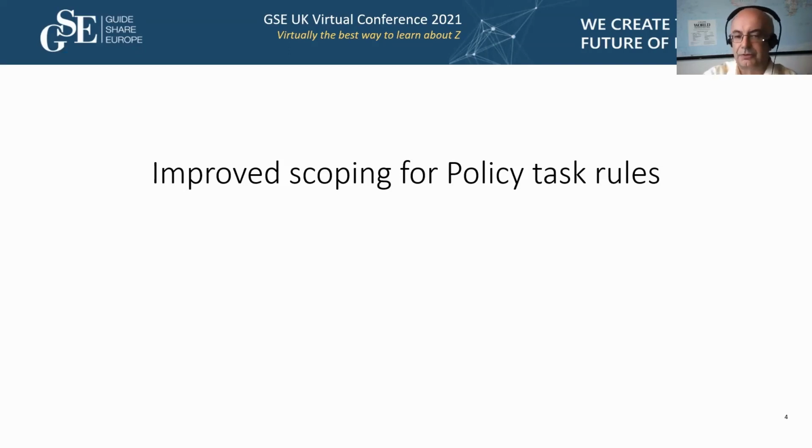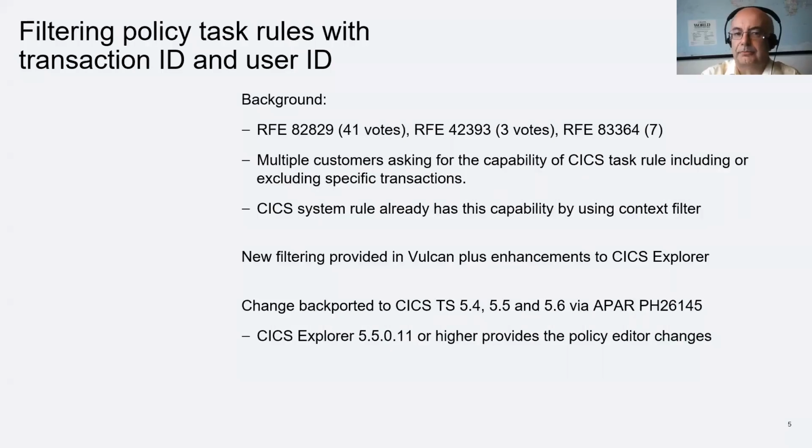And one of the hottest topics was improving the scope for policy task rules. So the background here is there were a bunch of RFEs that had at least 3 and a sizable number of votes on them, and they were all asking for slightly different variations of the same thing, which was basically to make it much easier to scope a policy task rule down to the set of transactions that you want it to apply to, because you might not want it to be applied across the board, or likewise, you might want to exclude a set of transactions. And that was quite hard to do.